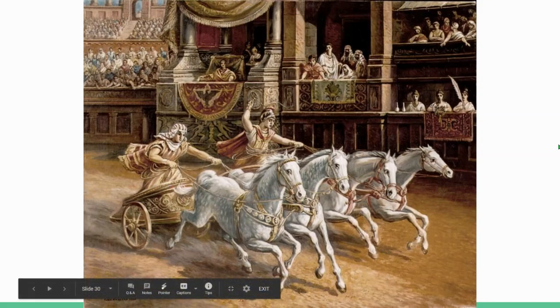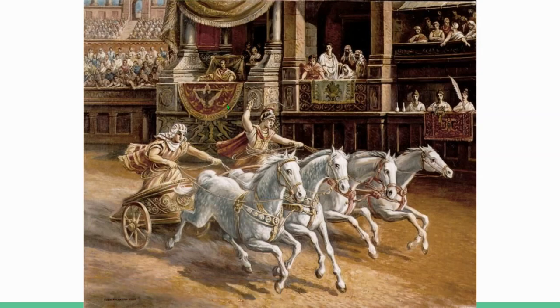So talking about the chariot races a bit, here's a depiction of some of the chariot races that are occurring. And you can see the Roman emperor sitting up on his throne, watching out over the Colosseum, everybody enjoying the view.